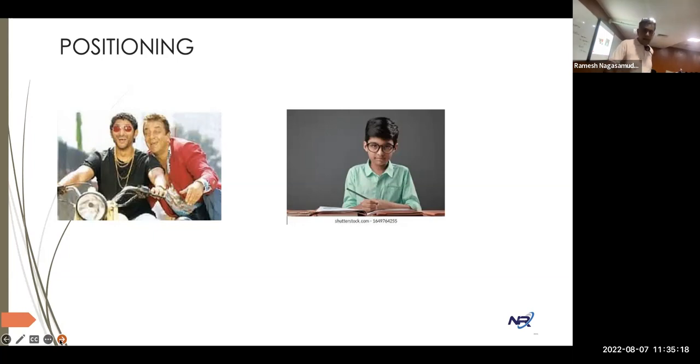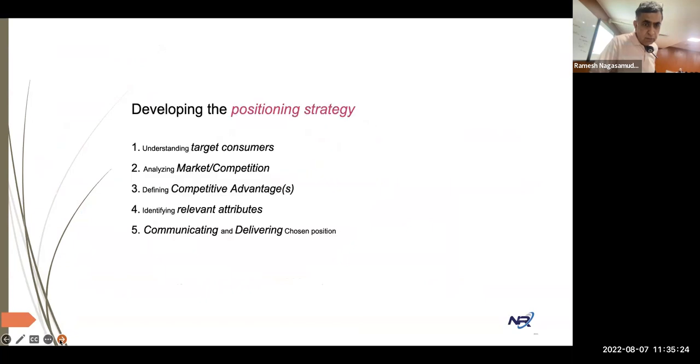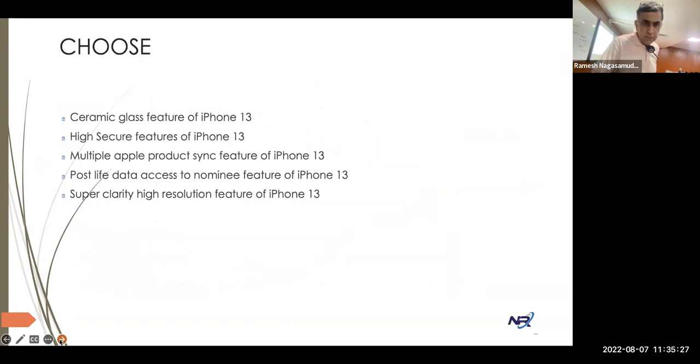So we have to move on now. Here's the exercise I want you to do. These are the features of the iPhone. It has a ceramic glass. What is good about the ceramic glass? It's break resistant and things like that, right? It doesn't break. It also has very secure features. Then it can sync multiple Apple products seamlessly, right?